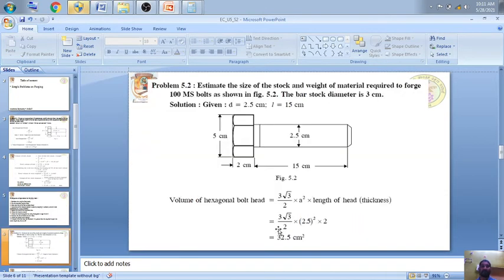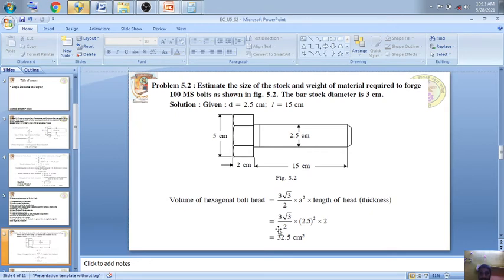So next problem is: estimate the size of the bar stock and weight of the material required to forge the 100 mm bolt as shown in the figure. The bar stock diameter is 3 cm. In a similar way, you need to calculate the length of the bar stock required. The diameter of the bar stock is given.